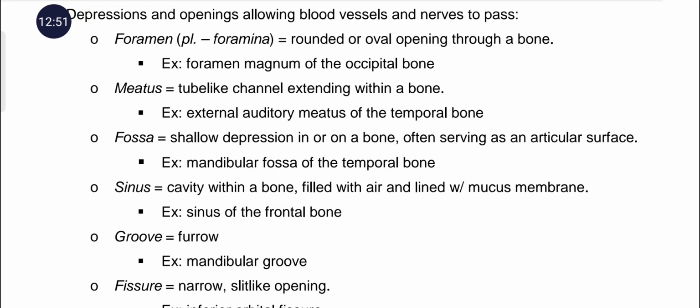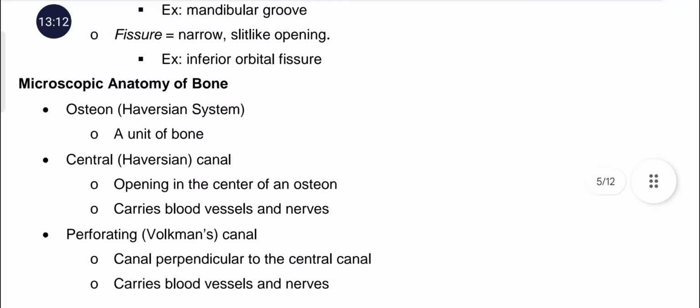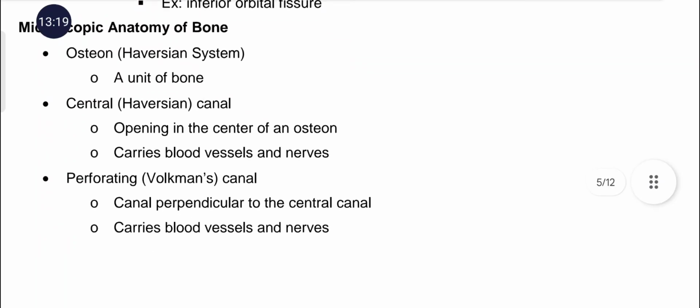Sinus is nothing but a cavity present within the bone which is filled with air and also lined by the mucous membrane. An example is the sinus of the frontal bone. Next is groove. Groove is nothing but a furrow which also acts as a slit-like structure. An example is the mandibular groove. Next is fissure. Fissure is a narrow slit-like opening, for example, the inferior orbital fissure.